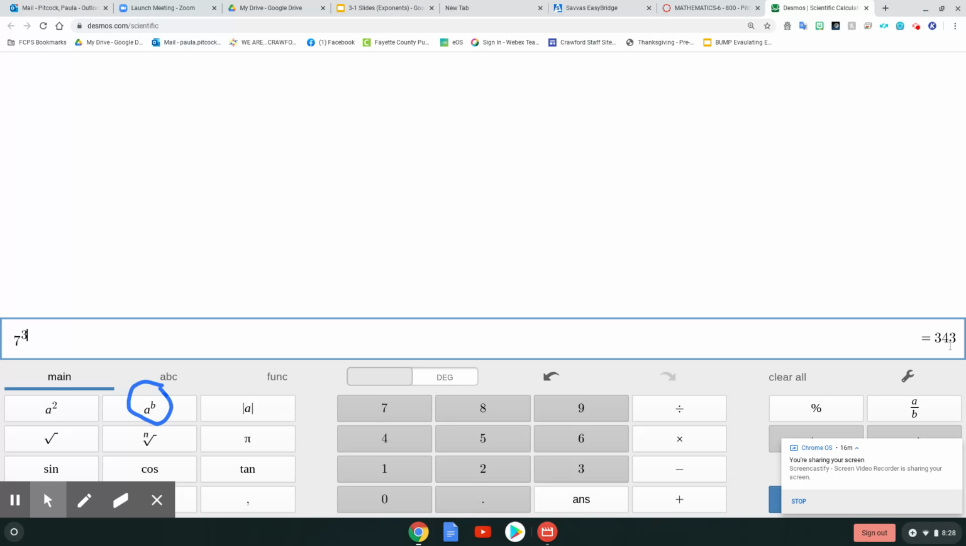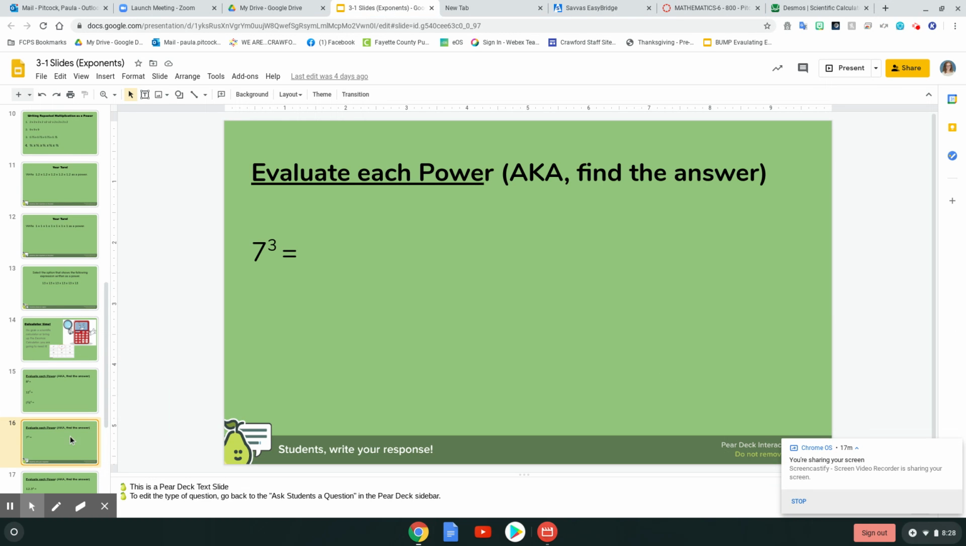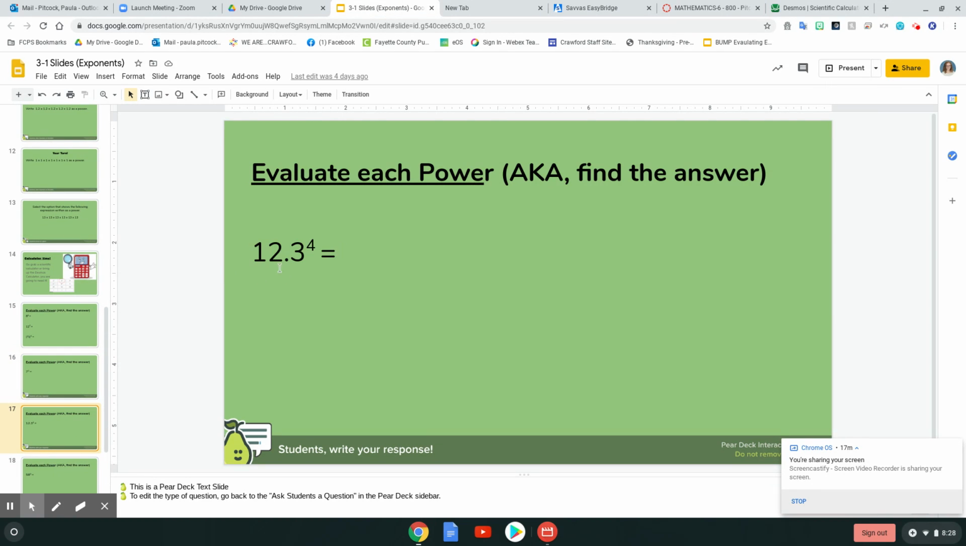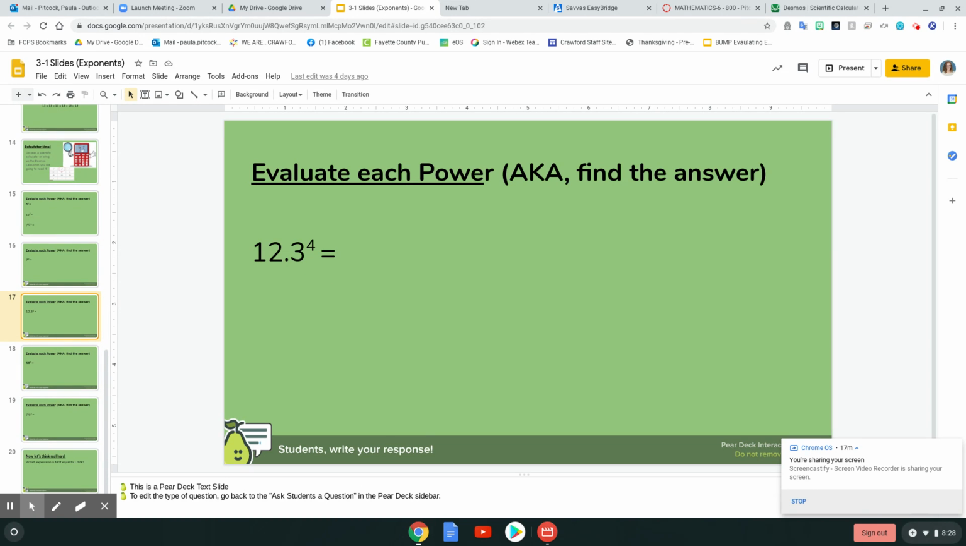Now, if you're like, Miss Pitcock, I don't want to use Desmos, I just want to use my cell phone calculator, well, you just need to know that 7 to the power of 3 would be 7 times 7 times 7. You have 7 times itself 3 times. You get 343. Okay, let's do the next one. The next one I want you to try to find the answer of is this one right here. It's a decimal. Do 12.3 to the power of 4.